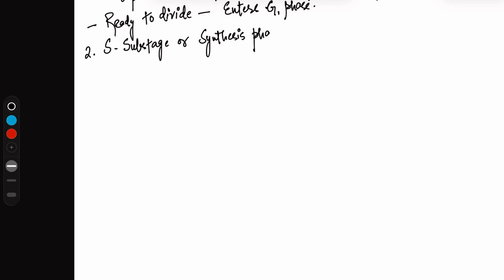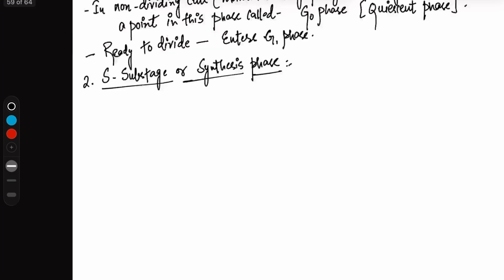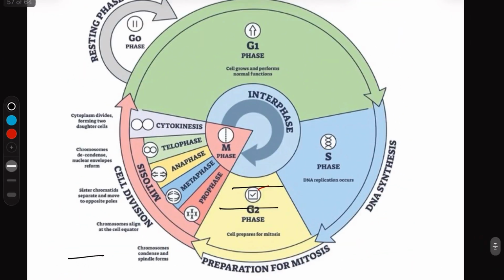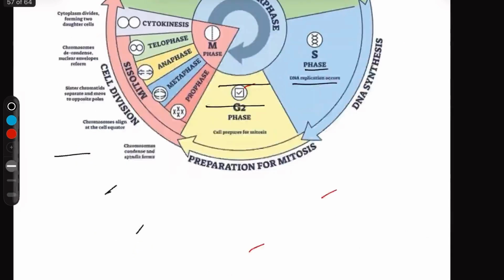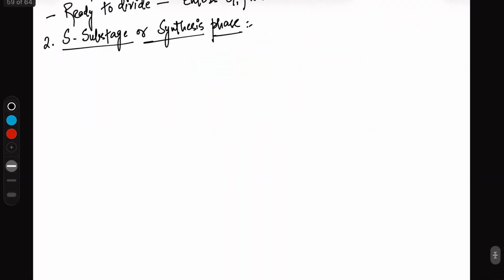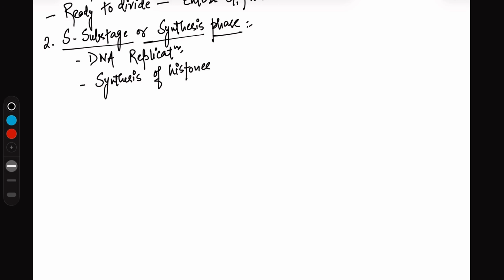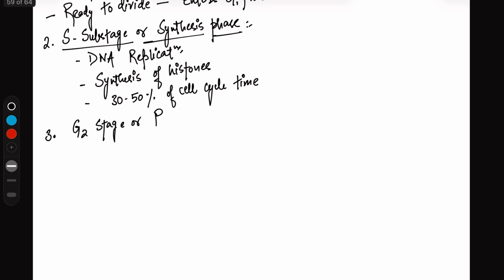Next is the S stage or the synthesis phase. Here DNA replication takes place. In this diagram you can see after the G1 phase, the S phase takes place. Synthesis of histones which are associated with DNA also takes place, and it takes almost 30 to 50% of the total cell cycle duration. Next is the G2 stage or the pre-mitotic stage.